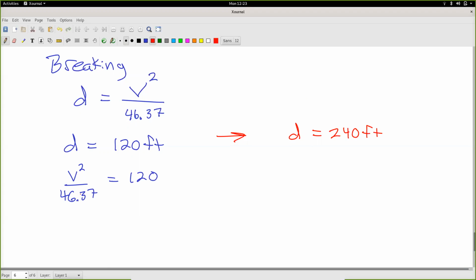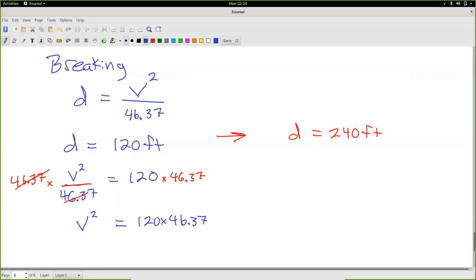So to solve this, I need to get rid of the division. And so we would do that by multiplying by 46.37. And again, we could whip out our calculator on that, or we just leave it like that for now. Multiplying usually works out pretty nice. Dividing is usually kind of messy. So the point here is this divides out, leaving just the v squared. And that's equal to whatever 120 times 46.37, and I'll worry about that in a minute.